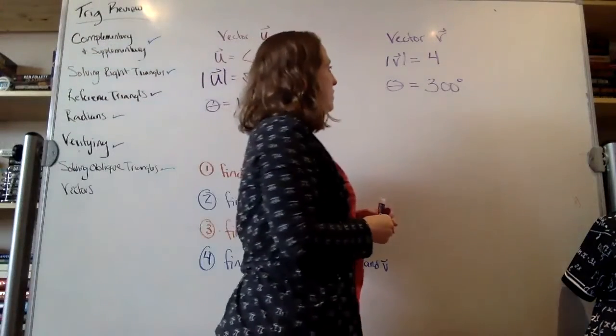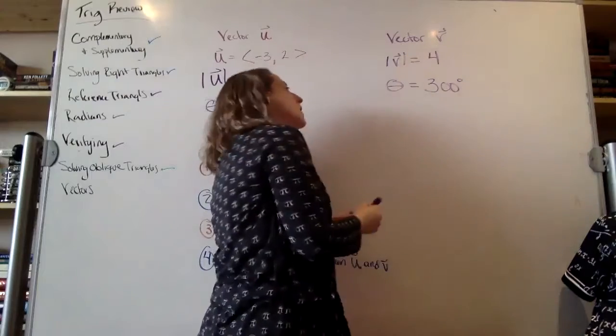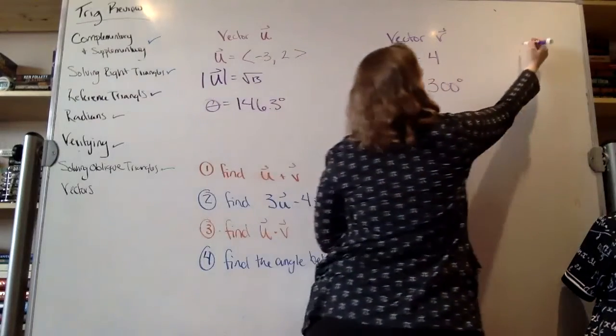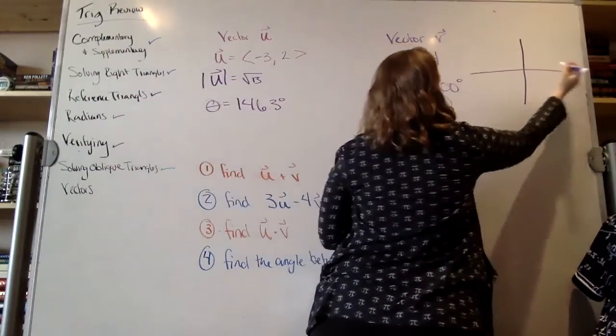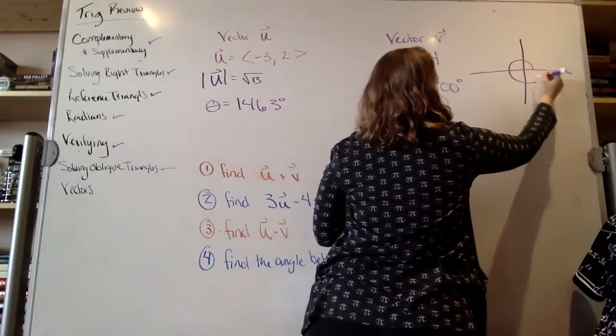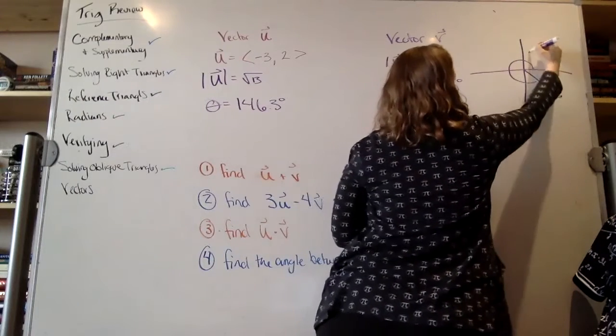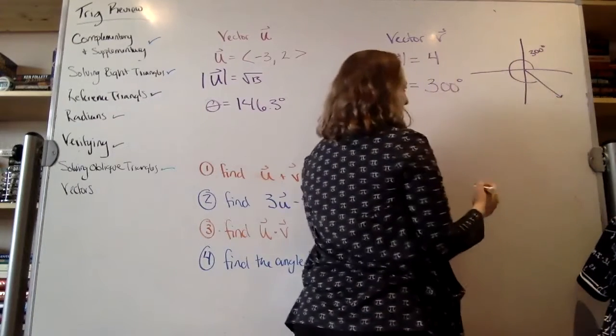Now we want to go the other direction, okay? So here for v, we're given a magnitude and a direction angle. So let's just sketch what that will look like. Okay, so 300 will get me somewhere over here in quadrant 4. So here's 300 degrees. And what else do I know?